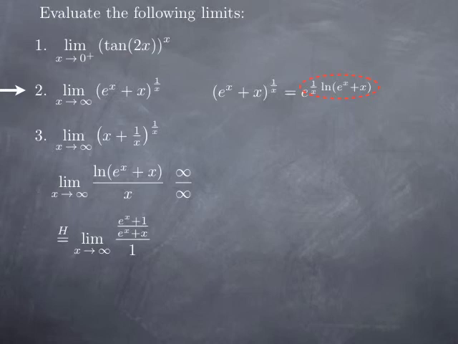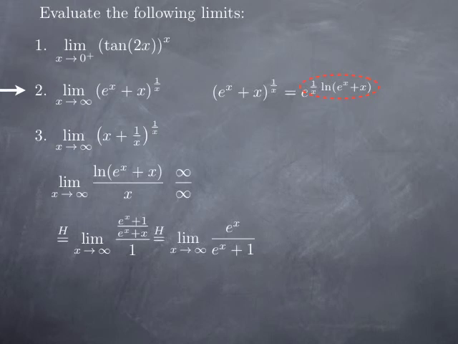For the derivative of the top, we have log of a function, we get the derivative of that function, e to the x plus 1, divided by the function, e to the x plus x. We divide that by the derivative of the bottom, which is just 1. So we obtain the limit of (e to the x plus 1) over (e to the x plus x) at infinity. It is again an indeterminate form of the type infinity over infinity, so we can use the rule of de L'Hopital again.